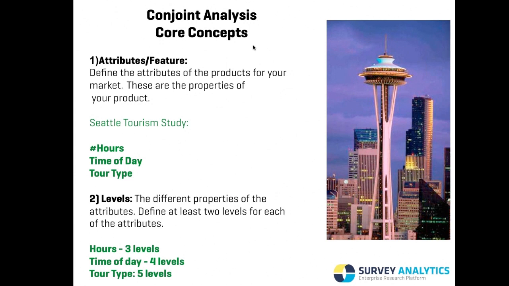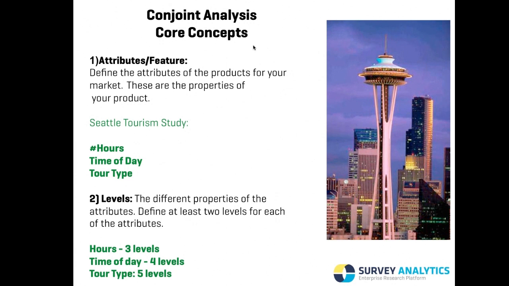Now, we're going to run a test. We're going to show you something called the Seattle Tourism Study. And there we have a set of attributes. One of them is the hours, the time of day. So that's one example of an attribute. We have tour type, what type of tour it is.